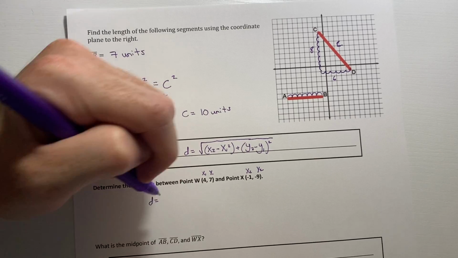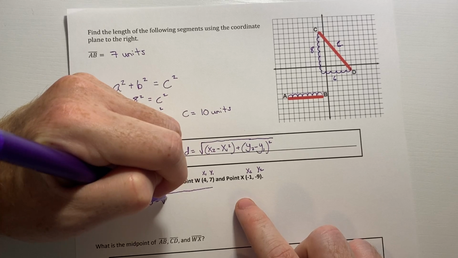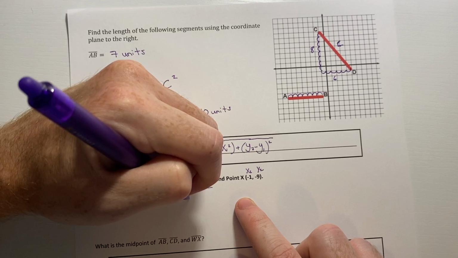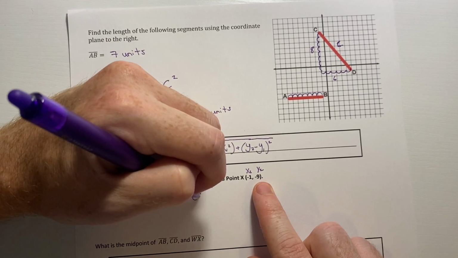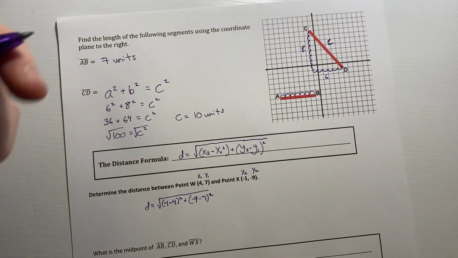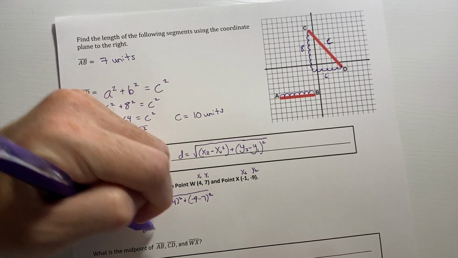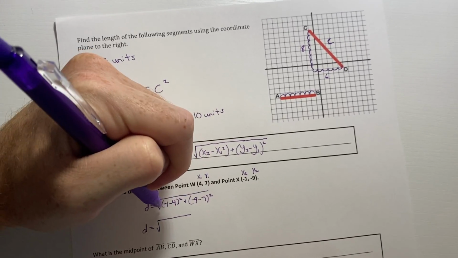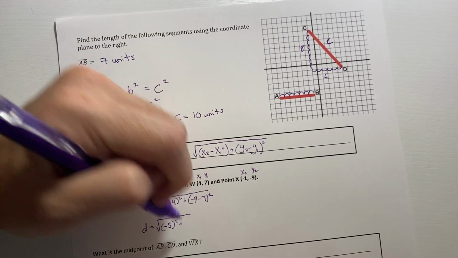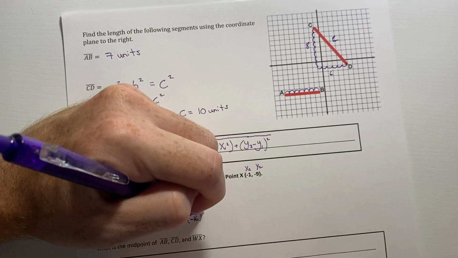All right, so distance equals the square root, and I have x2, which is -1, minus x1, which is 4, squared, plus my y2 value, which is -9, minus 7, squared. We just do this piece by piece here. Sorry, it's a little small there, but I'm going to do my parentheses first. So I have -1 minus 4, which is -5 squared, plus -9 minus 7, which is -16 squared.